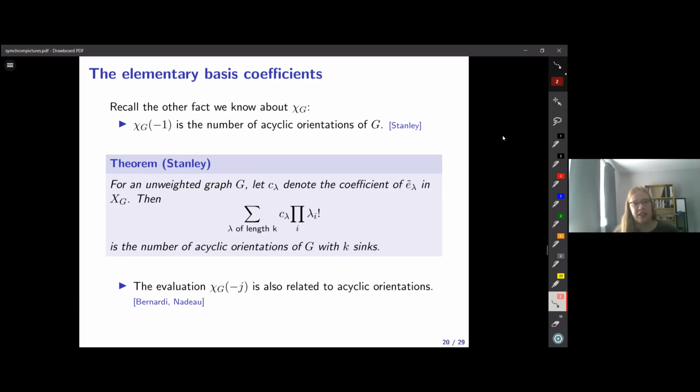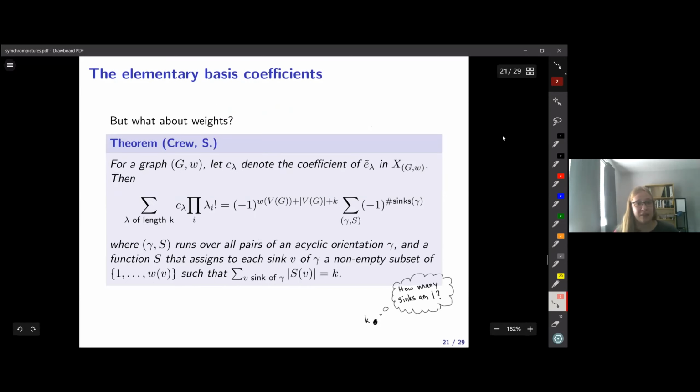And you'll notice this is an unweighted result. We do have a weighted result, but the weighted result I summed up with you with a drawing, so I wouldn't have to explain all the words of it. Basically, the drawing tells you the previous thing analyzed acyclic orientations according to their number of sinks, but what if we have vertex weights? If I have a vertex of weight k and he's a sink, is he one sink? Is he k sinks?